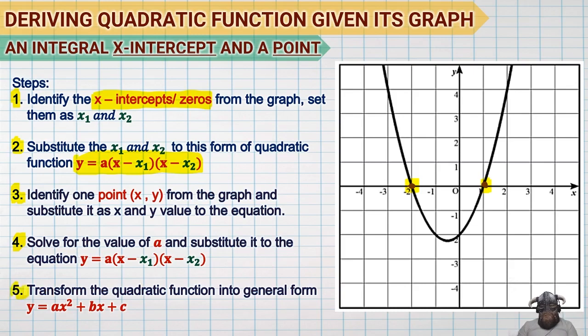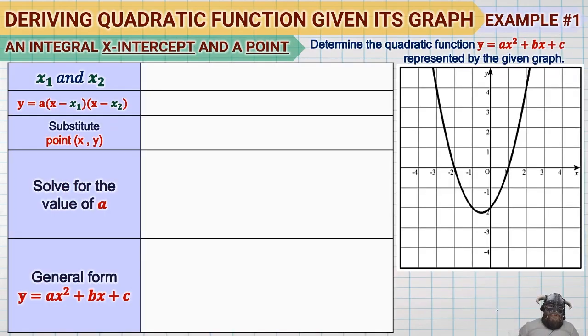So, step 5, once again, for the last part, once you simplify the equation above, all you need to do is to transform this into a quadratic function in general form. Y is equal to ax squared plus bx plus c. So, para mas maintindihan natin to, let's try to have some examples. Example number 1. So, once again, determine the quadratic function y is equal to ax squared plus bx plus c represented by this given graph.